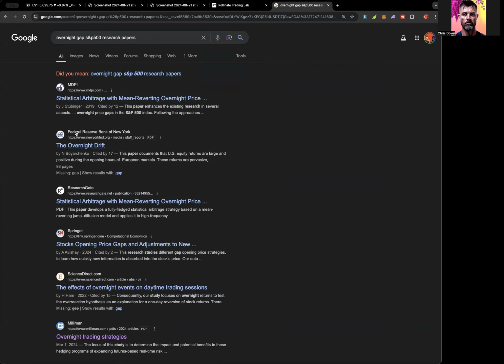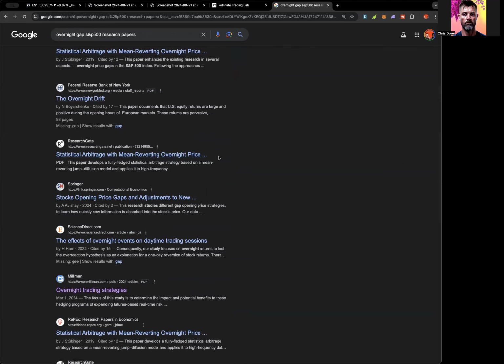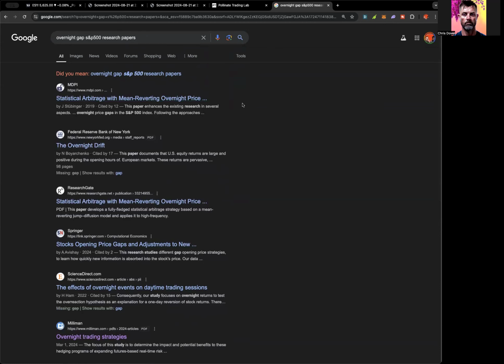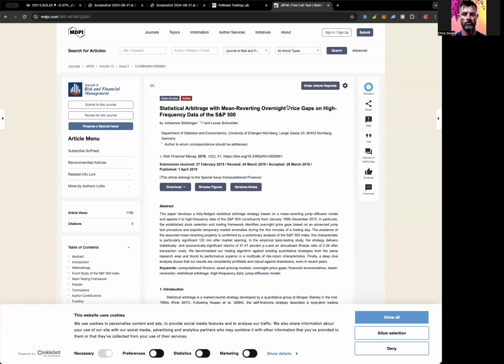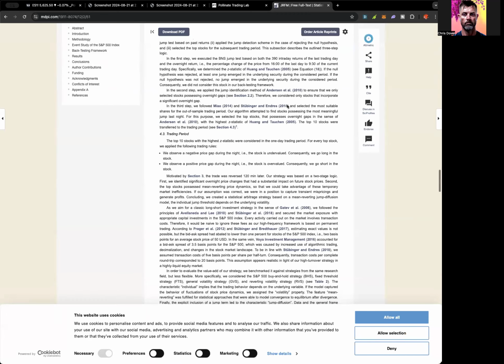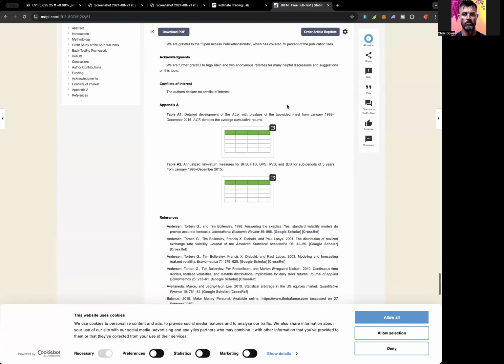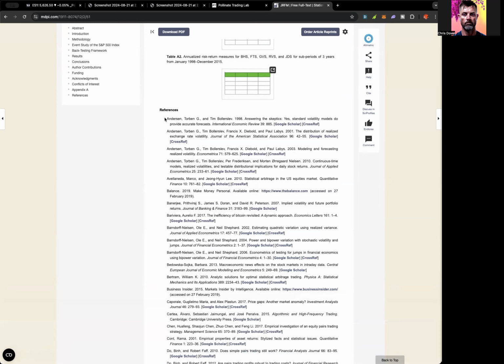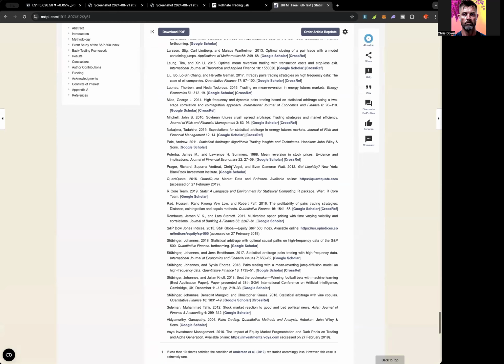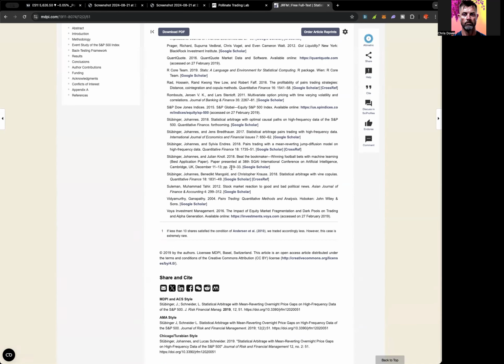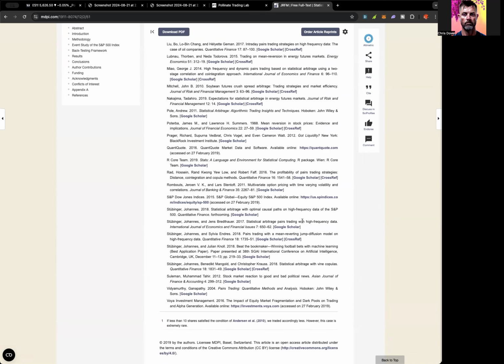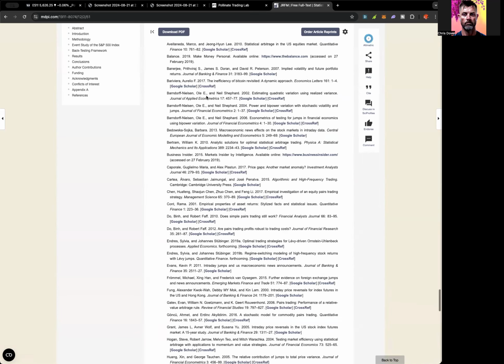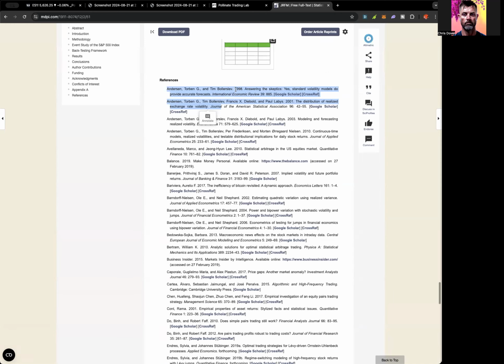Even the Federal Reserve writes about it. Cyclical arbitrage, mean reverting, overnight pricing. You can find hundreds and hundreds of papers. Let's look at this one, because there are many other papers referenced. What you can do here is go and read every one of these if you want. This one was written in 2019, and this one was 1998. So this overnight gap strategy has been around for a very long time.